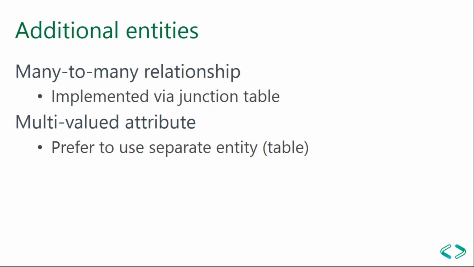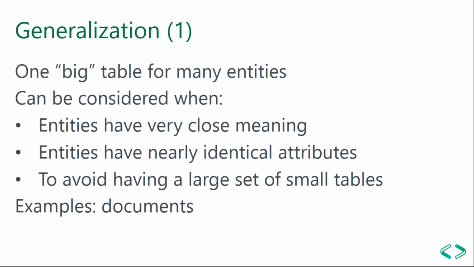In some cases, when you have multiple values, you need to use an additional table. It's a separate entity. And when you have a many-to-many relationship, it is implemented in relational databases as a junction table. So you have a one-to-many relation from one table to this junction table, and a many-to-one relationship from the junction table to the second table.